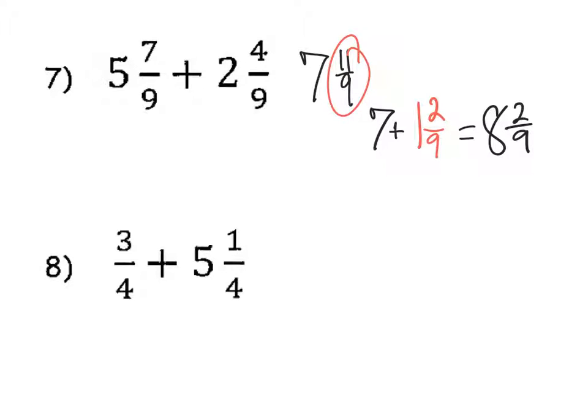Good. Number 8. Let's add the whole numbers first. Nothing plus a 5. Yep. 3/4 plus a 1/4. 4/4. Okay. 4/4 though. 4 over 4. Becomes a 1. You have to change it. And then the 5. So you have to put them together by adding them. 5 plus 1, basically. Okay.